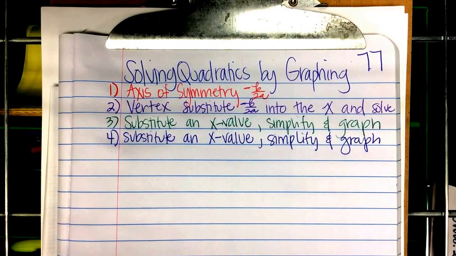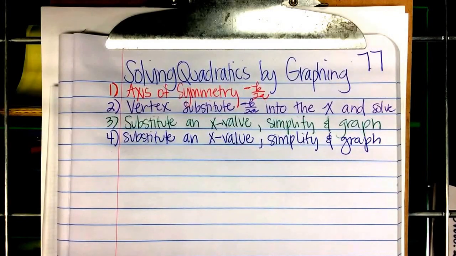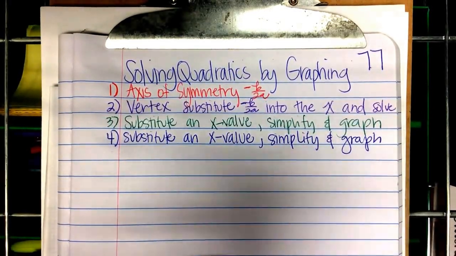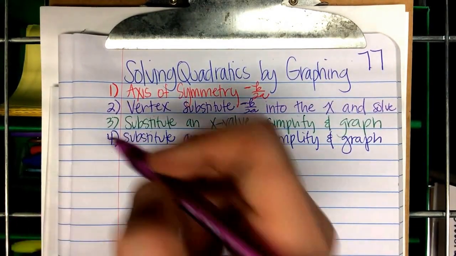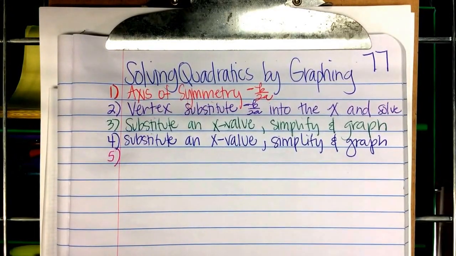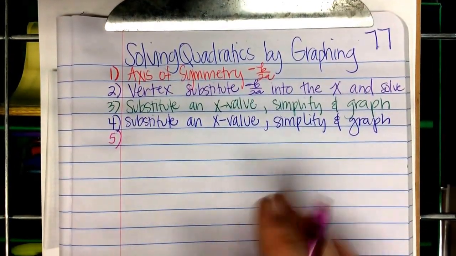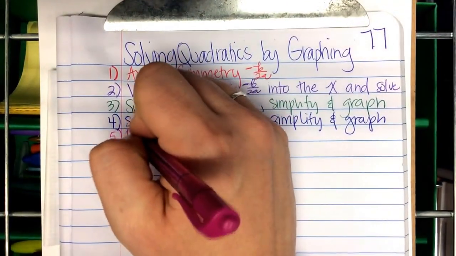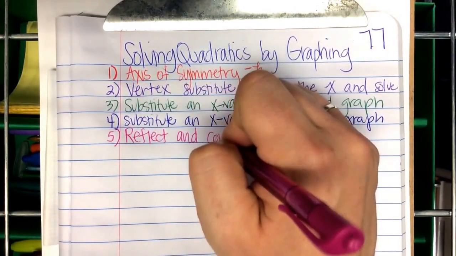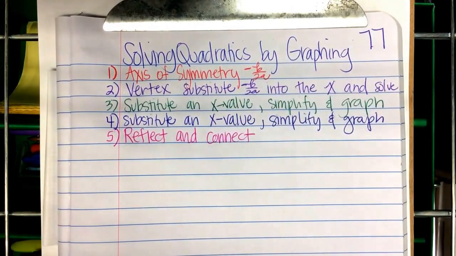Ian. If you pick negative 1, then you pick negative 2 the next time. It doesn't really matter which one you do. Go to the right or go to the left. It's not going to mess you up either way. And what's the last step, Andrew? Perfect. Reflect and connect.